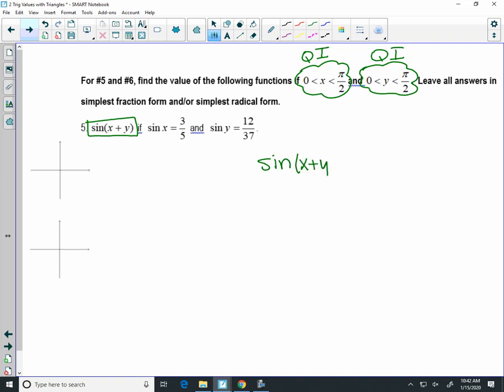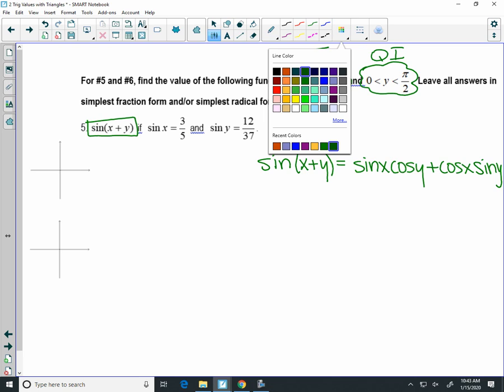Sine of x plus y from our formula sheet, and you can grab one if you want, is sine of x cosine of y plus cosine of x sine of y. And in this part of the unit, we're going to replace cosine of x and cosine of y and sine of x and sine of y. We're going to replace that whole thing with a triangle value.